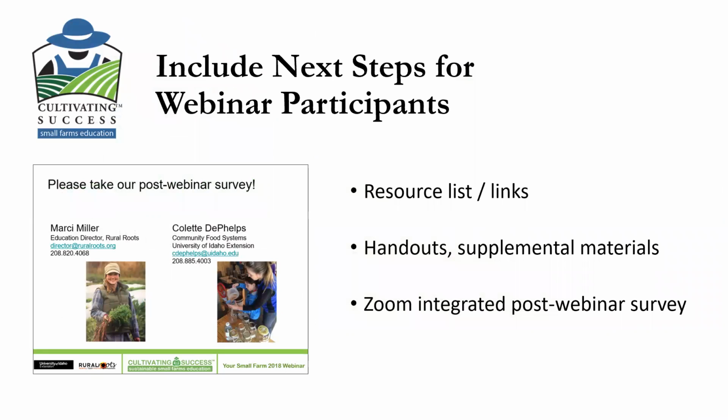So finally, you're going to want to include at the end of your webinar some next steps for your webinar participants. That could be a resource link or list of links, telling them about handouts and supplemental materials that are being made available with the webinar slides and recording through the Cultivating Success website.